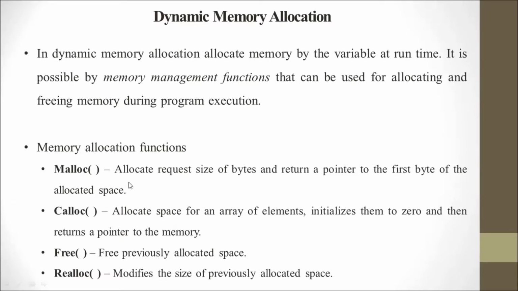The malloc function allocates the requested size in bytes and returns a pointer to the first byte of the allocated space. The calloc function allocates space for an array of elements, initializes them to 0, and then returns a pointer to the memory. Basically, calloc allocates multiple blocks, and malloc allocates a single block. The free function frees previously allocated space. It means this function frees the space which was allocated by the malloc and calloc functions. The realloc function modifies the size of previously allocated space.